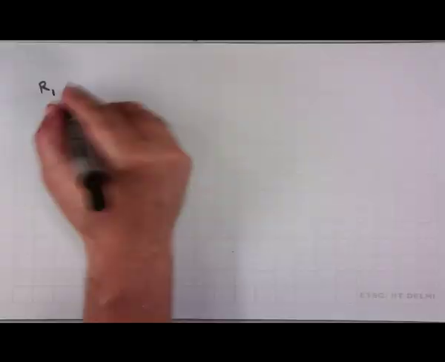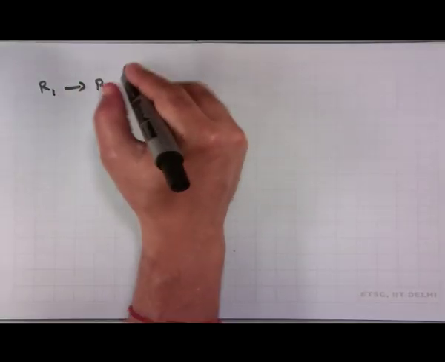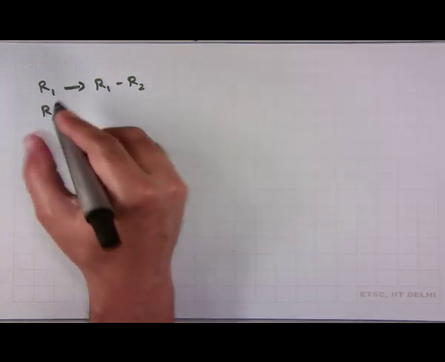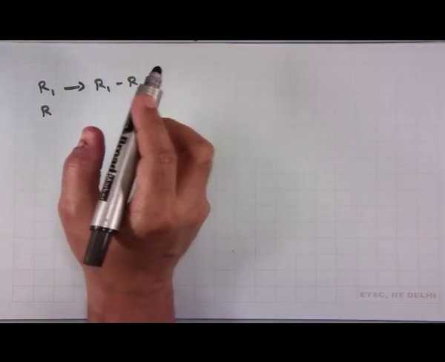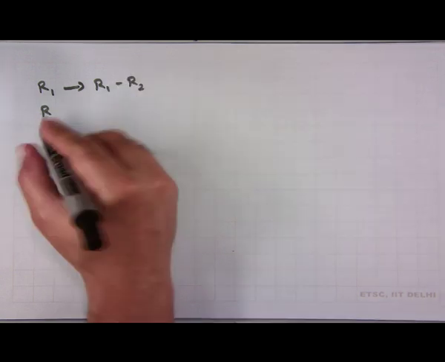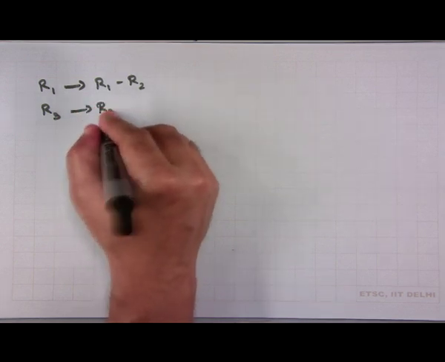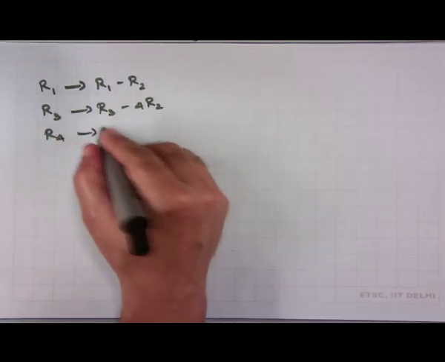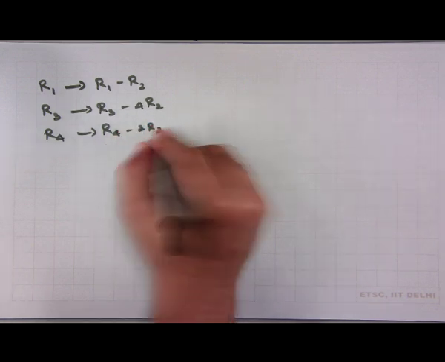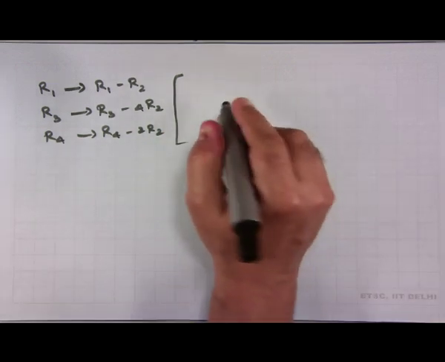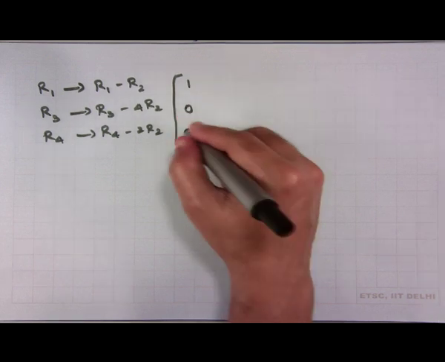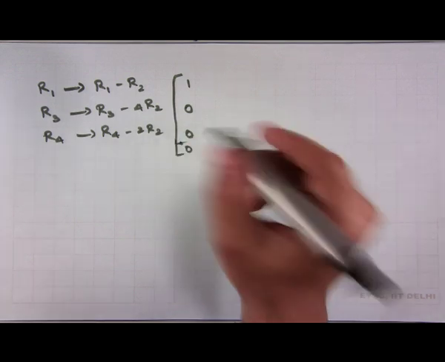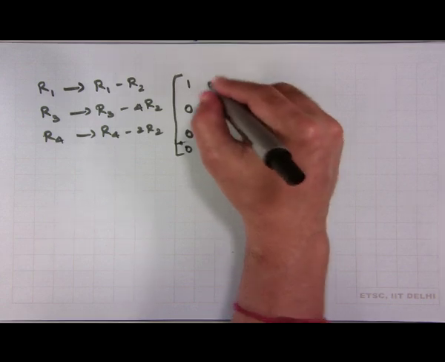R1 is replaced by R1 minus R2. Similarly, R3 is replaced by R3 minus 4 times R2, and R4 is replaced by R4 minus 2 times R2. Let us compute all these things. R1 minus R2, first column remains 1 0 0 0, second column 0 1 0 0.